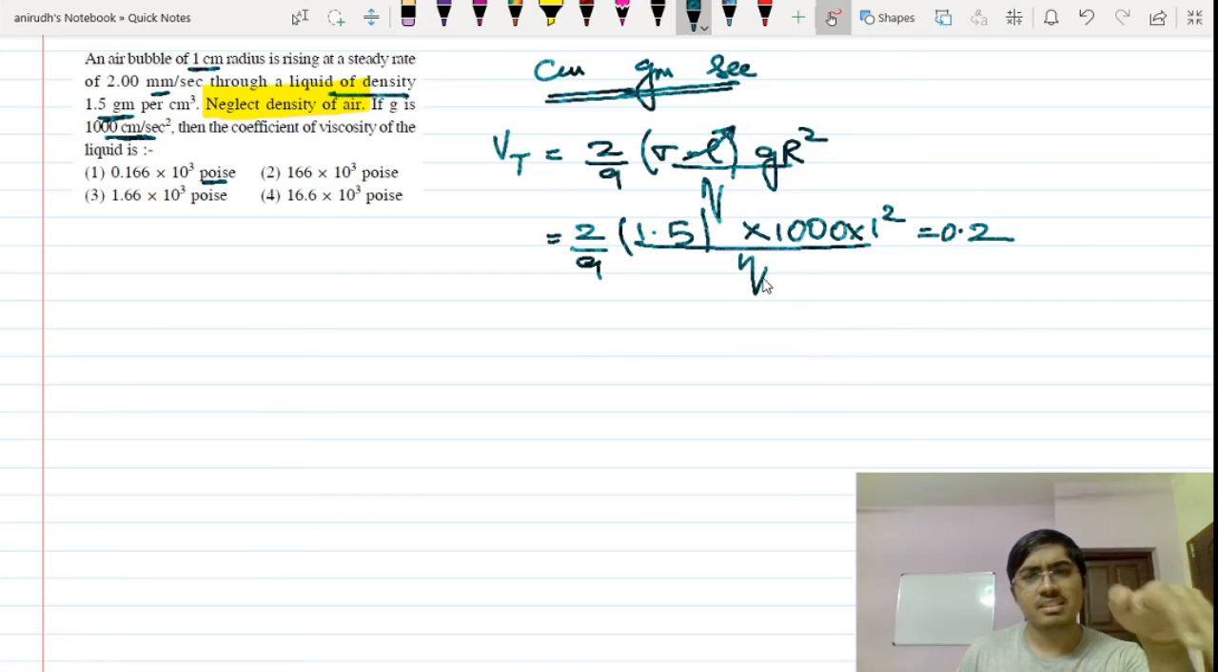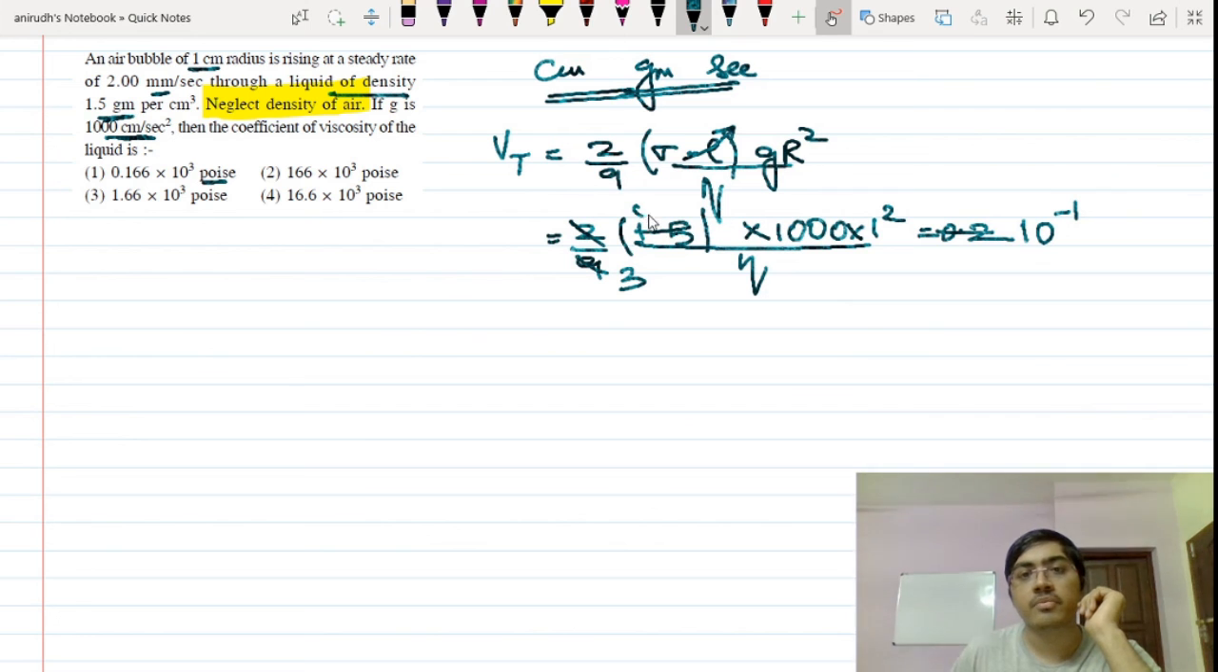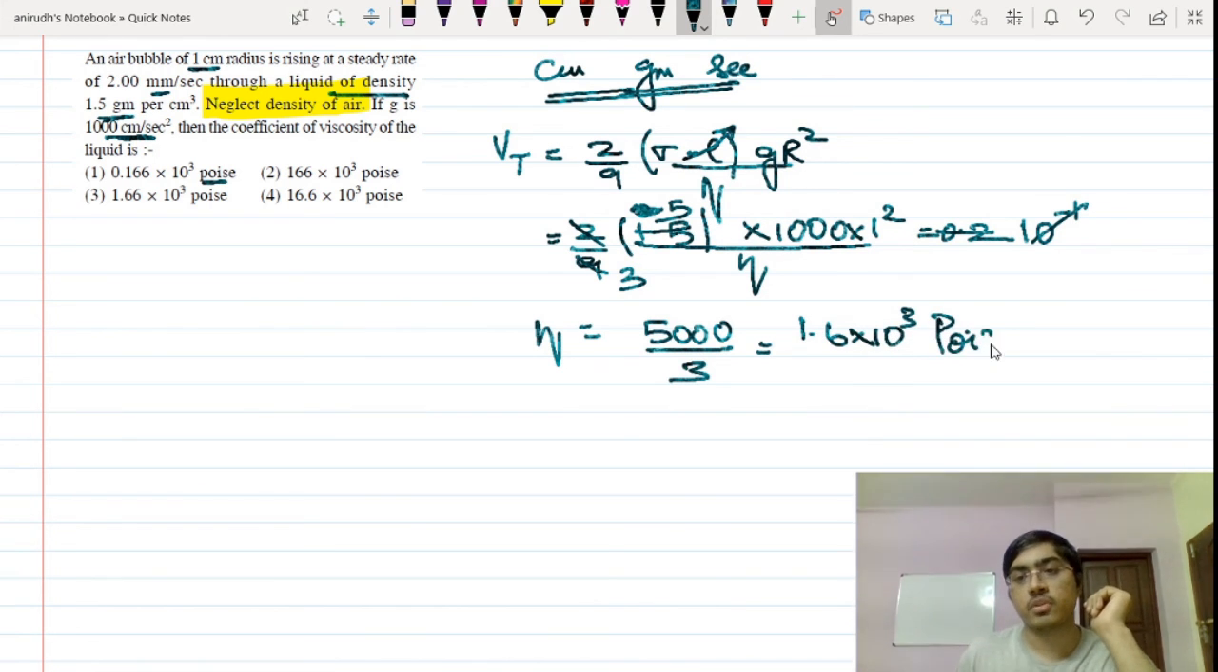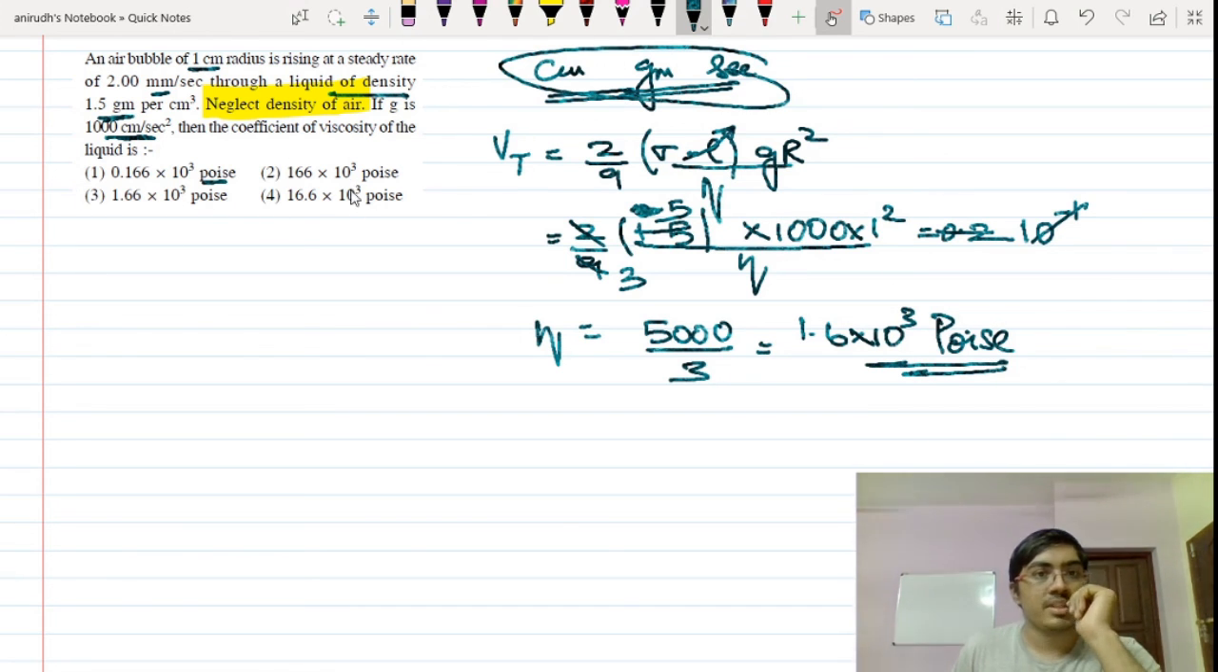Right? So it's a very simple calculation. You can cut this off, 10 raised to minus 1. Now 3 into 3 are 9, 3 into 5 are 15. So this is 5 into 10 raised to minus 1. So you can simply cancel this off. So eta is equal to 5000 divided by 3, which is around 1.6 into 10 raised to 3. Unit is poise. For getting the unit poise, I told you to make sure that you are following these three things. So the answer is 1.6 into 10 raised to the power 3 poise. So the answer for this question is option 3.